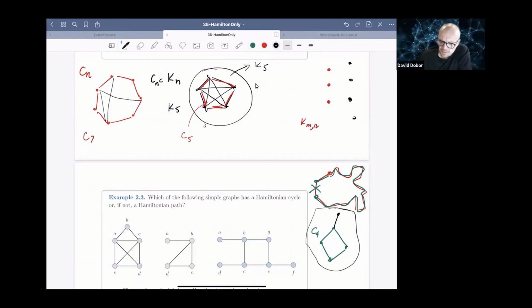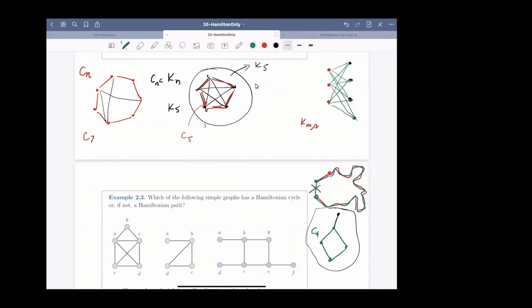What was our notation for Kmn? It was a complete bipartite graph, right? On m plus n vertices. Remember, people? Do people remember this? Yes. Okay, so this is Kmn.